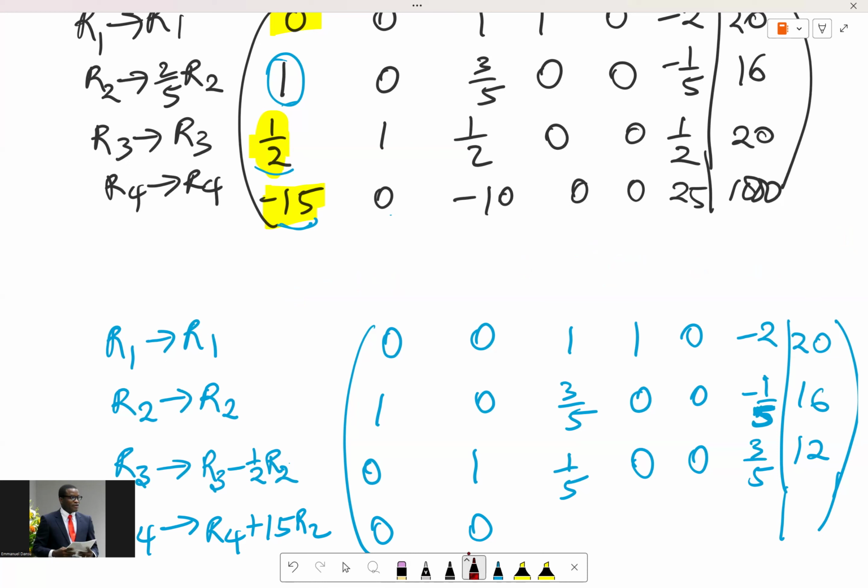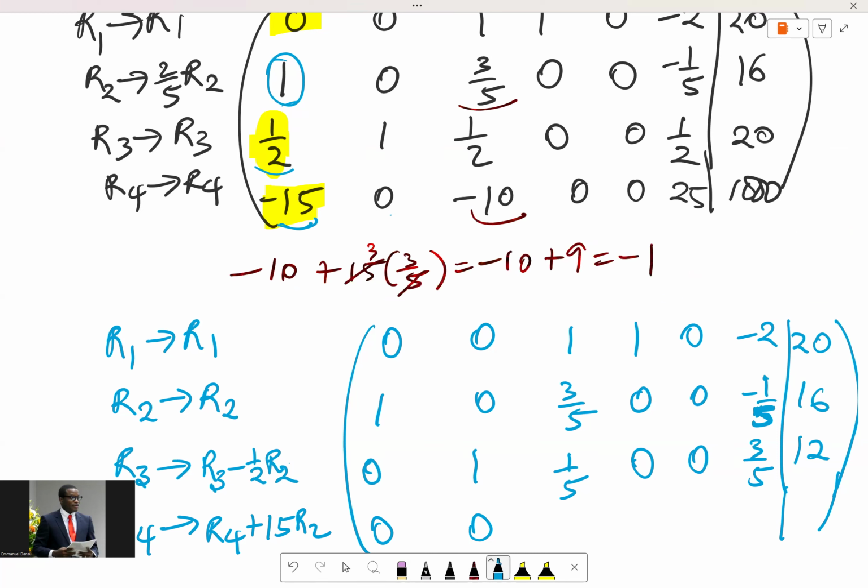So we have minus 10, it's R4 plus 15 times 3 over 5, right? So minus 10 plus 15 times 3 over 5, because it's R4 plus 15 times R2. So that's minus 10 plus, 5 in 5 is 1, 5 in 15 is 3, 3 times 3 is 9. So we have minus 1. So this place is minus 1. Then we have the next thing, that is R4 plus 15 times R2. That's 0 plus 0 there, that's 0.